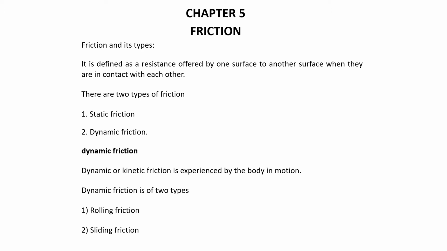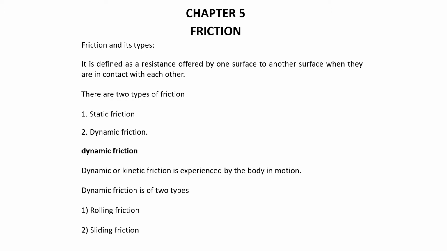So friction is basically due to the roughness and irregularities of the surface. When a surface is perfectly smooth, then there is no friction. So for friction, the surface must be rough.